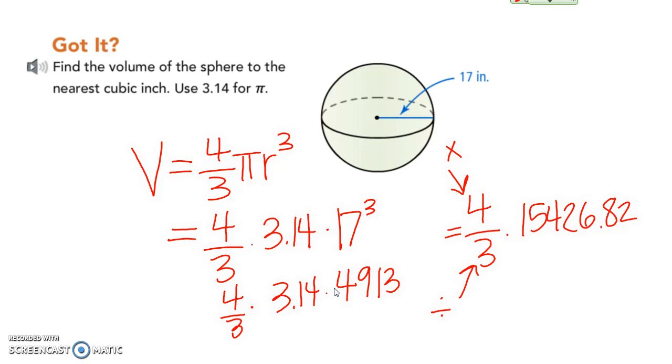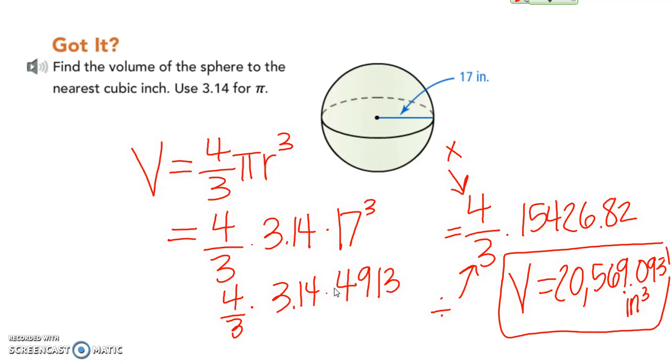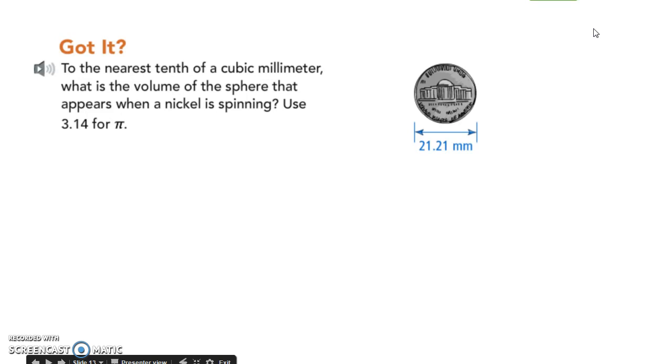So I still have my 15,426.82. I'm going to hit times 4 equals divided by 3 equals. And I'm going to get the volume of the sphere is 20,569.093. And that would be inches cubed. Okay? And that should be example 5 in your notes. Last example, and then you can get started on digits.